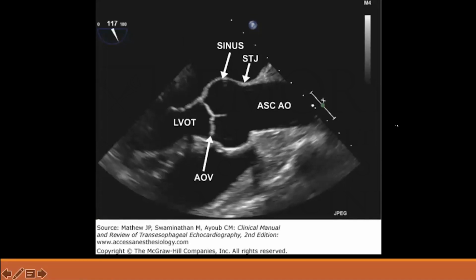Okay, here we go. For those of you that have done TEEs, this is your standard long axis view of the aortic valve. And I think this is a real life demonstration of what that cartoon was trying to show you, where you have your LVOT, your aortic valve annulus, your sinuses of Valsalva, then your STJ, and then your ascending aorta.